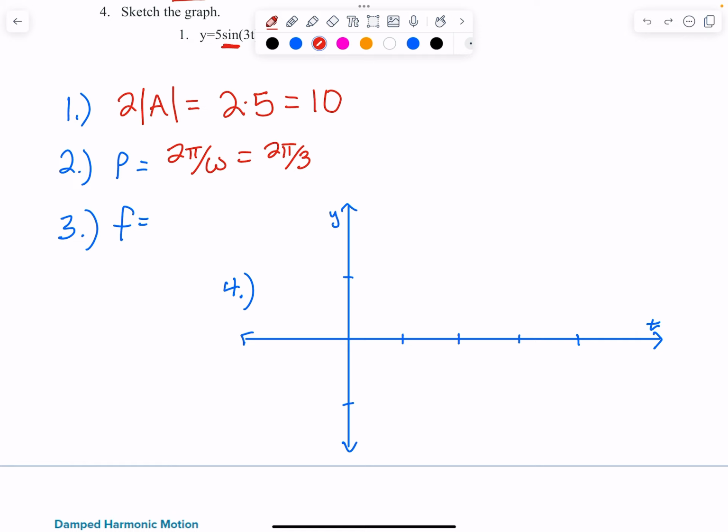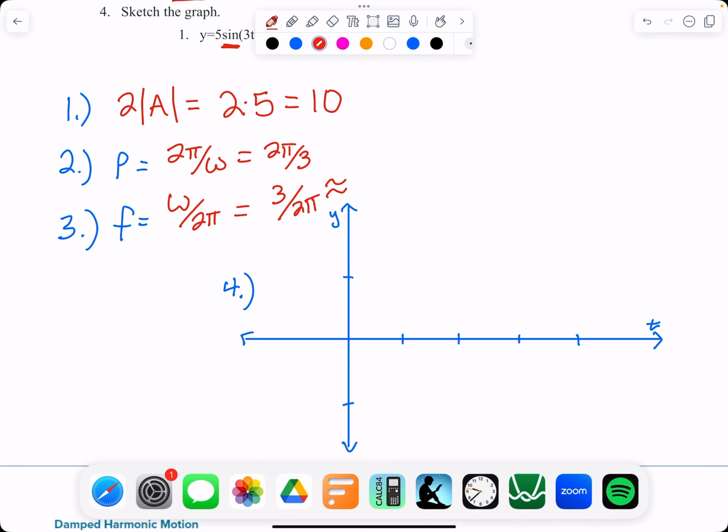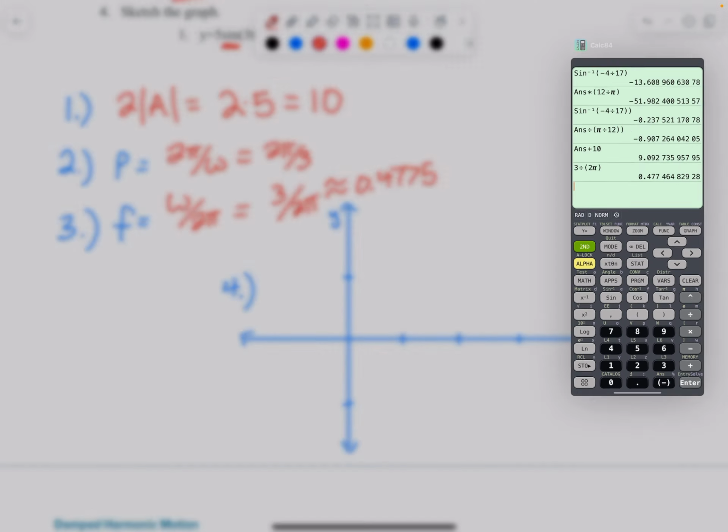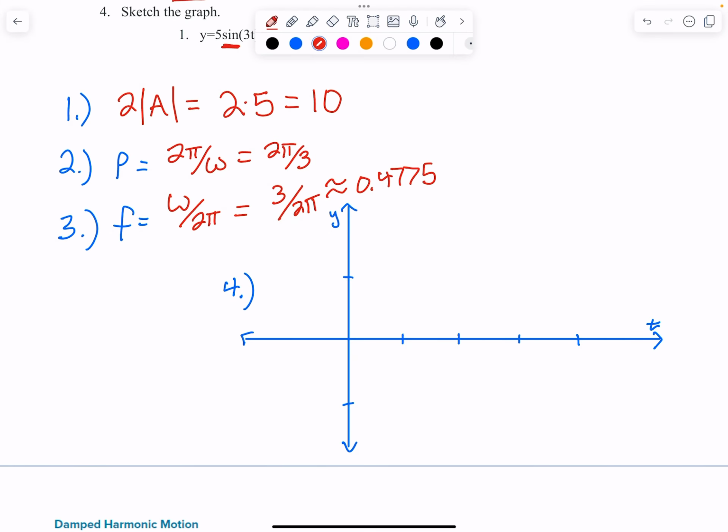So it would be omega over 2 pi, and our omega in this case was 3, so 3 over 2 pi, and then we could actually just get a decimal here. Let's go ahead and do that. So 3 divided by, make sure you put 2 pi in parentheses so your calculator doesn't multiply by the pi. So it goes through about 4.775 cycles in 1 unit of measure. Let's put time per t, whatever we're talking about, they didn't give that to us.